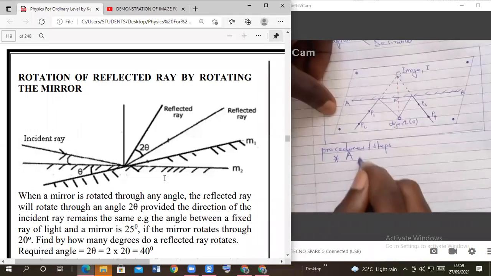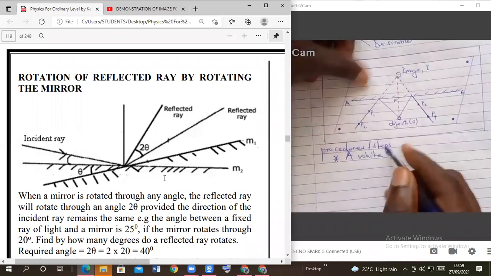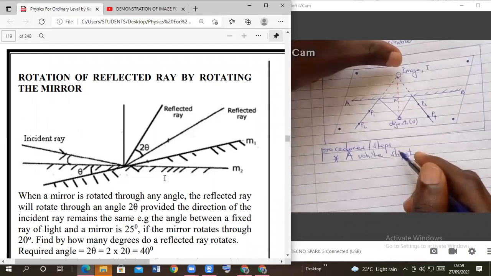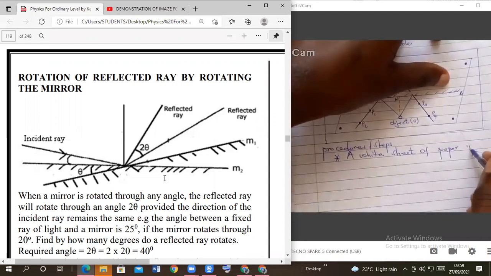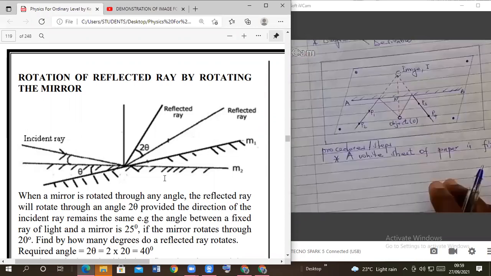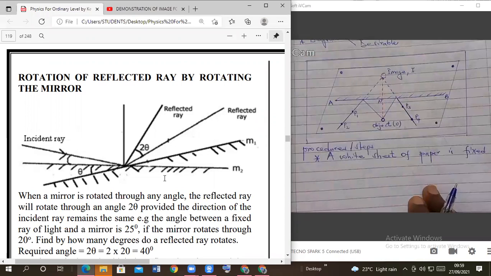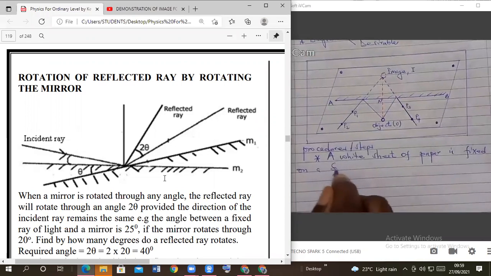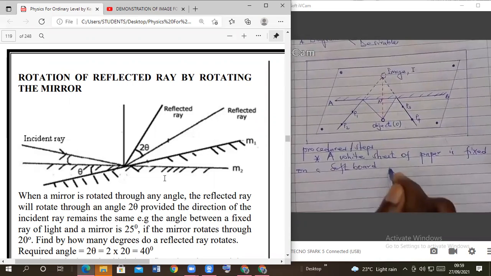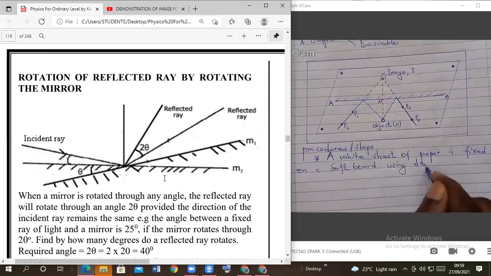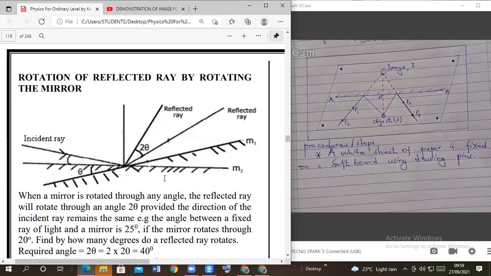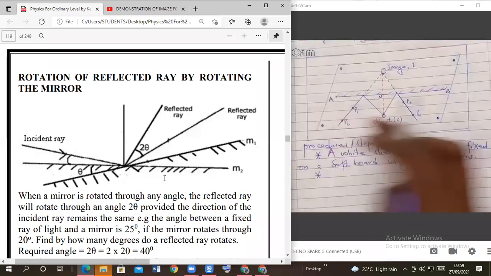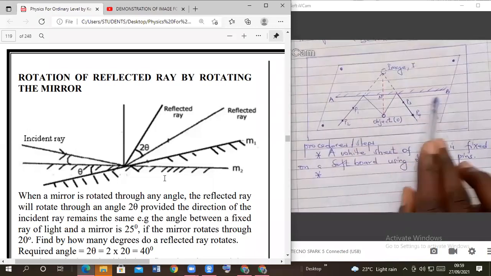A white sheet of paper is fixed on a soft board using drawing pins. Very good. That's the first step, right? After that, what do we do? After fixing this one, you take the outline, not so?